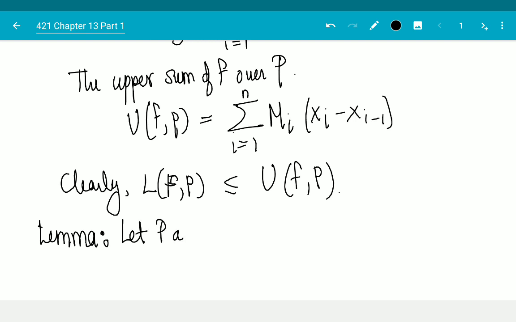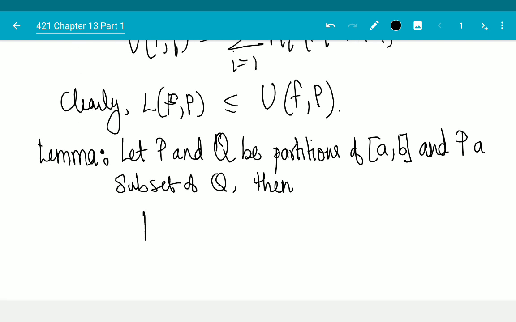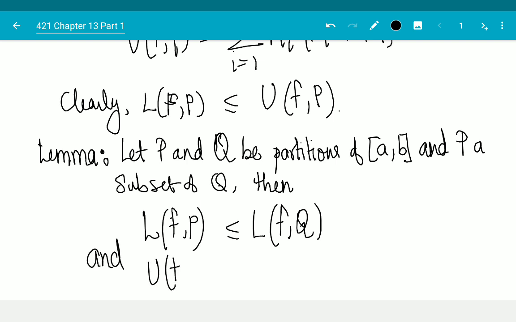Lemma: let P and Q be partitions of [a, b], and P a subset of Q. Then L of f comma P is smaller than or equal to L of f comma Q, and U of f comma P is smaller than or equal to U of f comma Q. Whoops, this should be in the reverse order. U of f comma Q is actually smaller than or equal to U of f comma P.